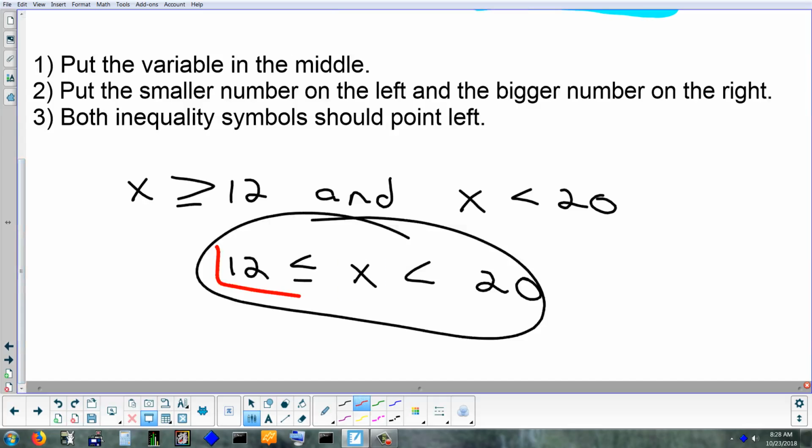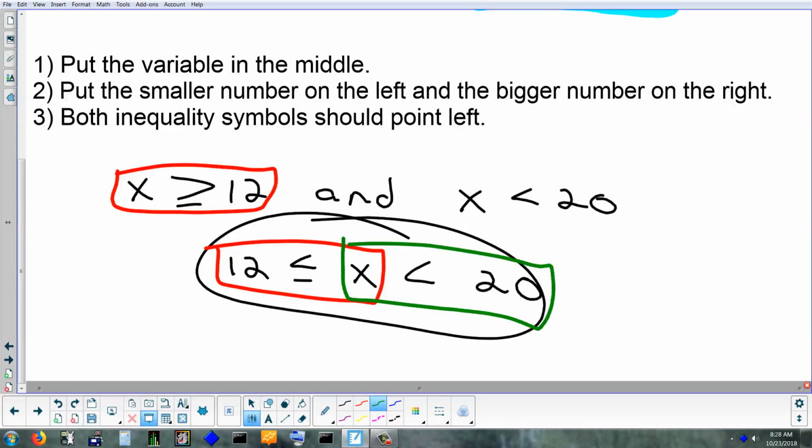And if you're looking at it, x greater than or equal to 12, pointing at the 12. That's that part right there. And then x is less than 20. So it just takes those two and combines them into one. Okay. Any questions on that?